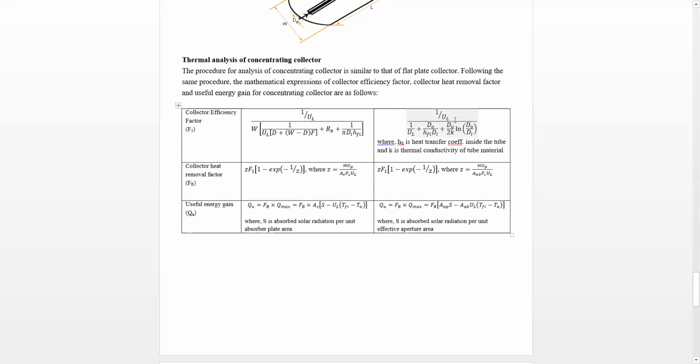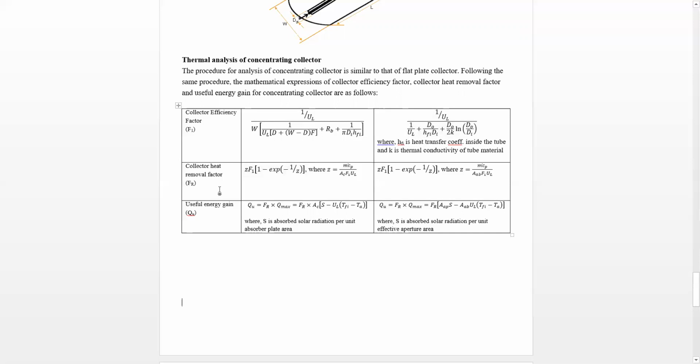UL is the overall heat loss coefficient from the absorber tube to the surroundings that I had just explained on the last page, divided by 1 by UL plus DO upon HFI DI. DO is the outside diameter of the absorber tube. DI is the inside diameter of the absorber tube. HFI is the heat transfer coefficient inside the tube. DO upon 2K, where K is the thermal conductivity of the tube material, times the natural log of DO upon DI.